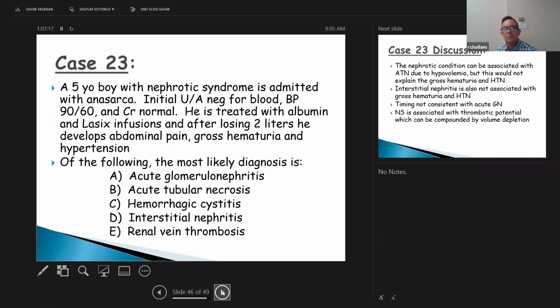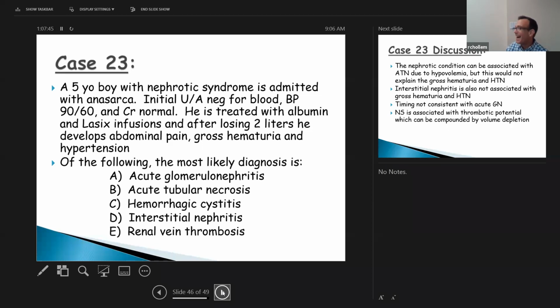A 5-year-old boy with nephrotic syndrome is admitted with anasarca. His initial UA was negative for blood. His blood pressure was 90/60, and his creatinine is normal. He's treated with albumin and Lasix, and after losing 2 liters of fluid, develops gross hematuria with abdominal pain and hypertension. Of the following, the most likely diagnosis is A, acute glomerulonephritis, B, acute tubular necrosis, C, hemorrhagic cystitis, D, interstitial nephritis, or E, renal vein thrombosis.